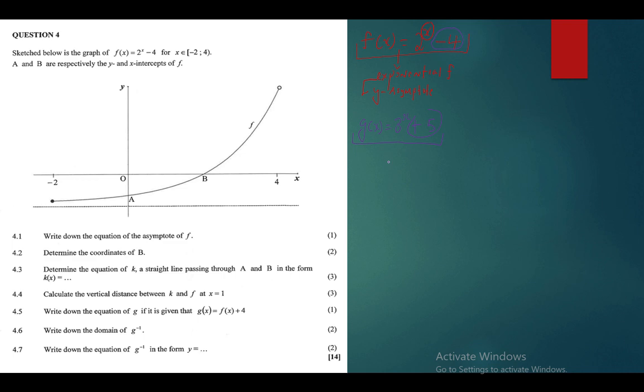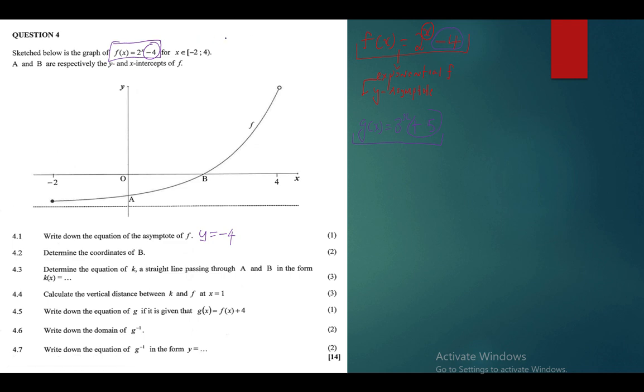So if we go back and answer this question where they say write down the equation of the asymptote of f, this exponential function has got only one asymptote, the y asymptote. And what is the asymptote? This number here, -4. So the equation of the asymptote is y equals -4. Simple, you get your 1 mark. Remember guys, the exponential function has got only one asymptote, and that is the asymptote of y.